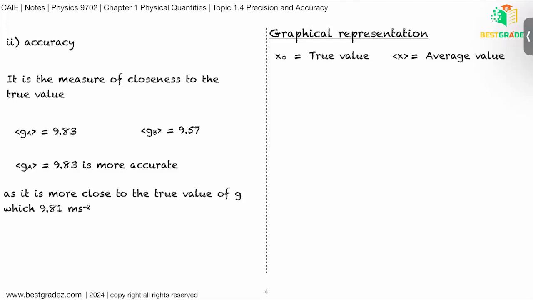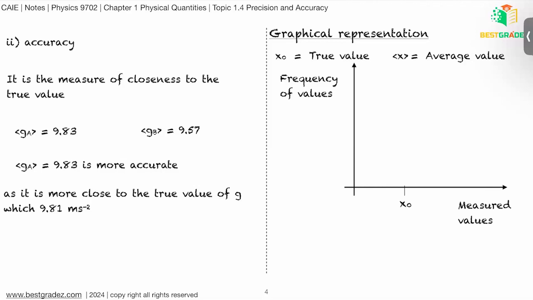Acha, let's look at the graphical representation. Let's say on the y-axis we have frequencies of values. Precision is how close values are to each other. We'll look into a few questions to understand this aspect. Say I'm conducting an experiment and my average is off. Though the values are not too spread out, they're quite close to one another, I wasn't able to hit the true value. This is where my average is, so it's not accurate.